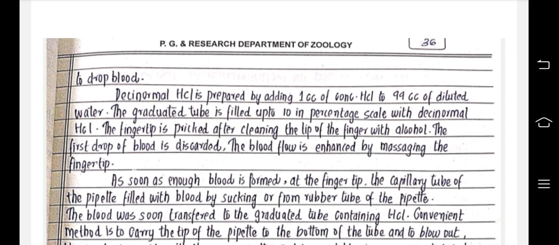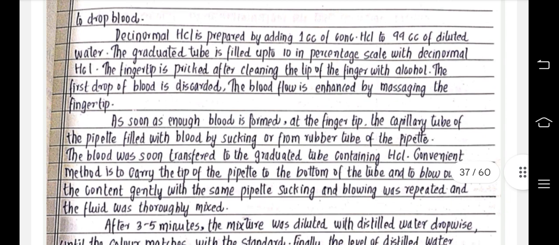The blood is then transferred into the graduated tube containing HCl. A convenient method is to carry the tip of the pipette to the bottom of the tube and blow out the contents gently. With the same pipette, sucking and blowing is repeated and the fluid is thoroughly mixed.